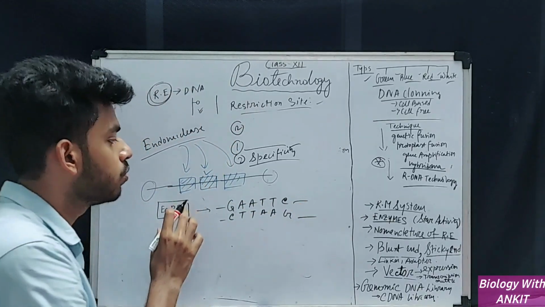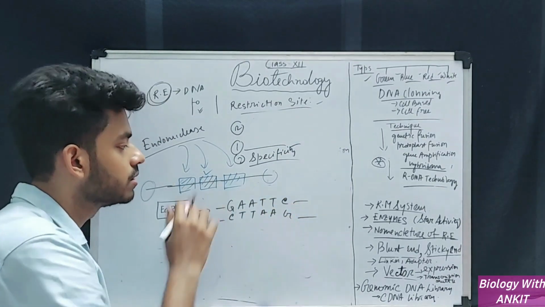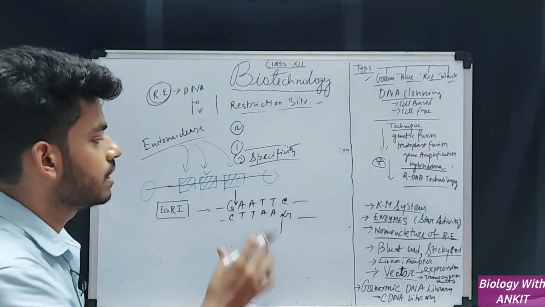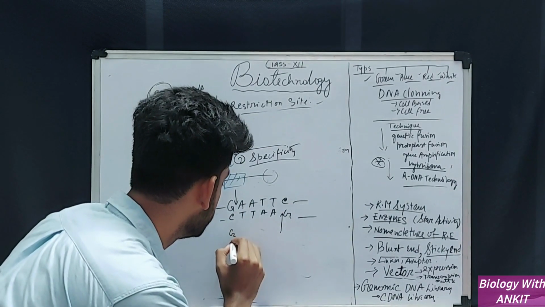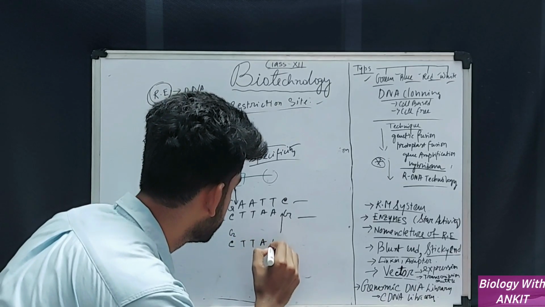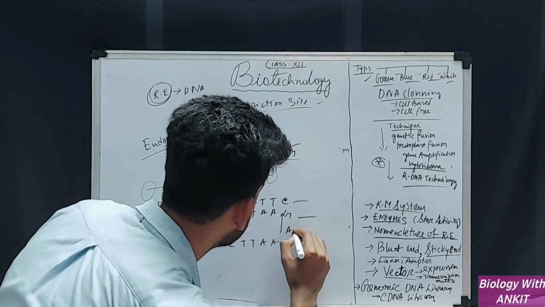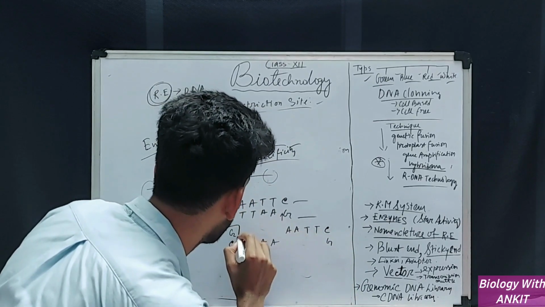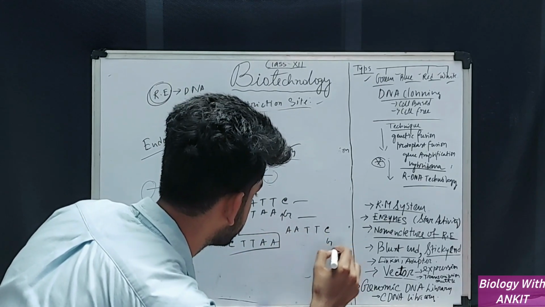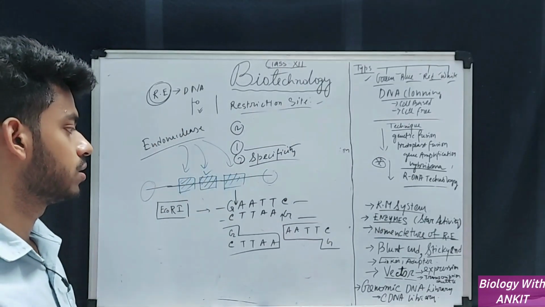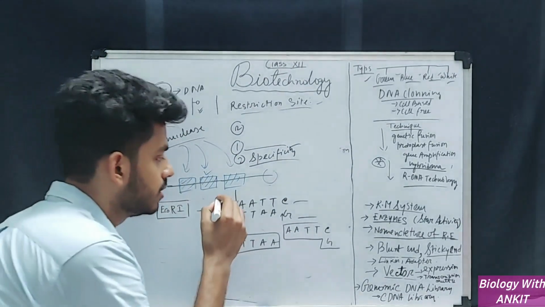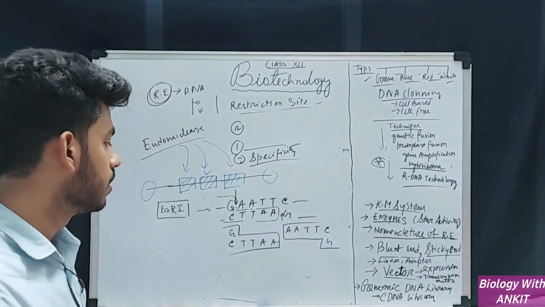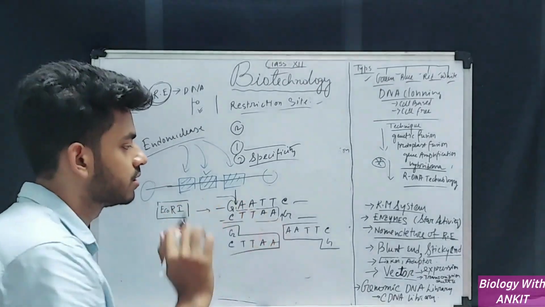So when EcoRI encounters this sequence inside the DNA, it introduces two cuts. One is here, one is here, and the DNA is cut like this. So this is how the sequence is cut. This part gets cut and this part gets cut. Okay, so this is how one restriction endonuclease cuts a DNA.